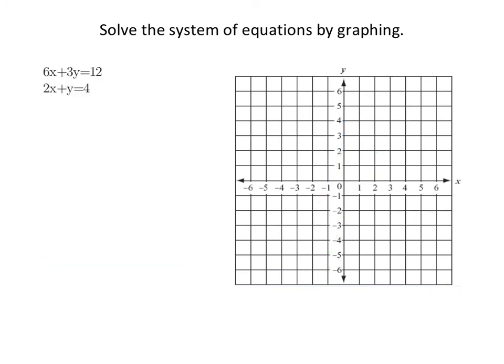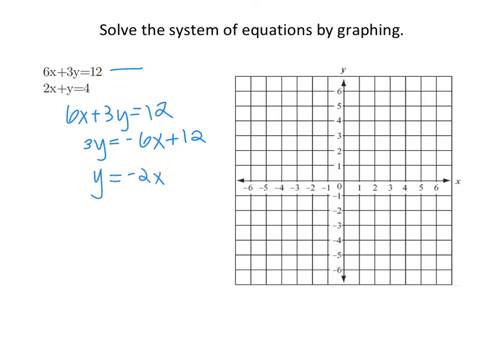This last example for graphing, I'll do the same thing again. In blue, working with this first one, 6x plus 3y is equal to 12. I'll subtract 6x from both sides. So I'm left with 3y is equal to negative 6x plus 12. Dividing everything by 3, I'm left with y is equal to negative 2x plus 4. Y-intercept 4. Slope is negative 2 over 1. So I'm going to go down 2, 1 to the right.